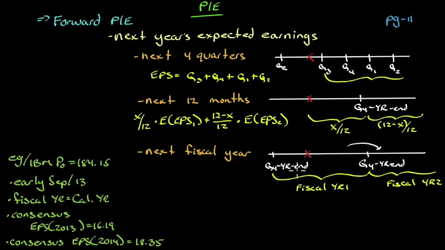But let's do some calculations here, so that we have some examples of how we would do this. Let's say that we're looking at IBM, price 184.15. It's early September 2013. IBM's fiscal year equals the calendar year. The consensus earnings per share for 2013 is $16.19. The consensus earnings per share for 2014 is $18.35. What is the forward PE for this company?